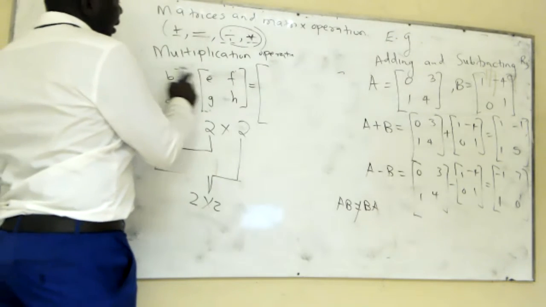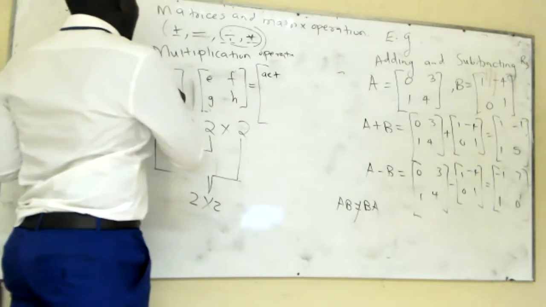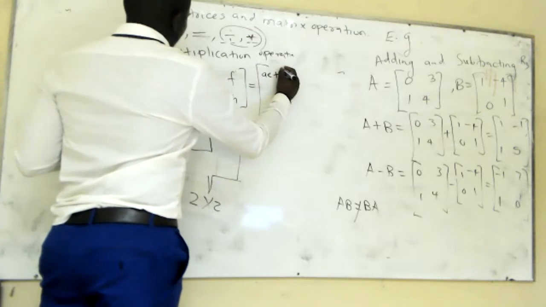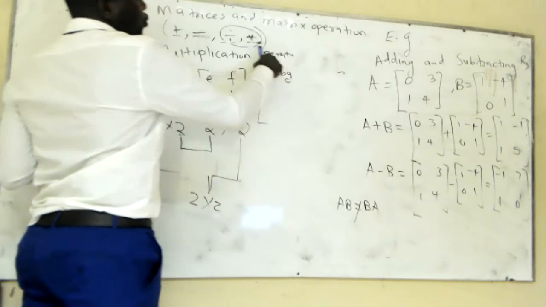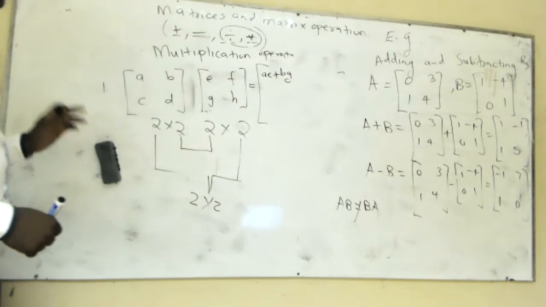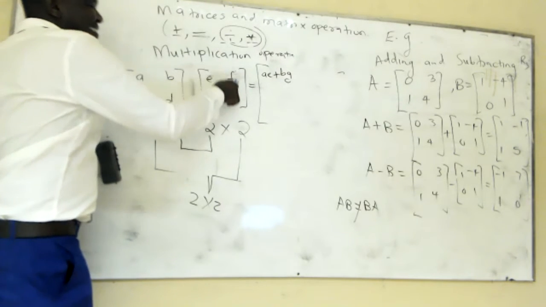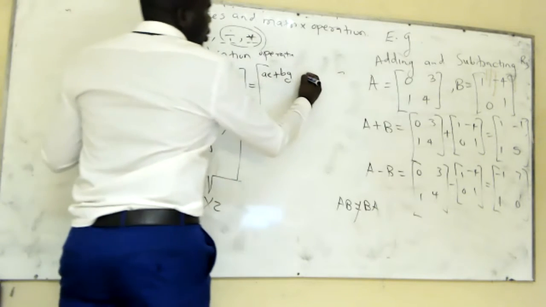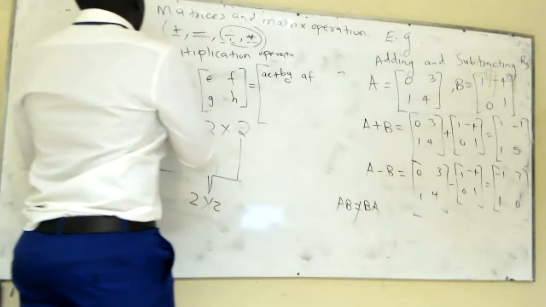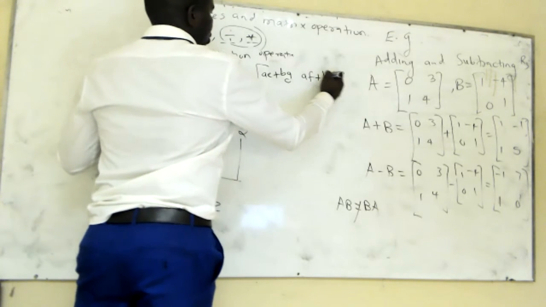You multiply A and E, so it's going to give you AE. And then you add the multiplication of B and G. So AE plus BG gives you the first component. Now, how do you obtain the second component? You multiply the first row and the second column, of which if you multiply A with F, you obtain AF, and then B with H, you obtain plus BH.